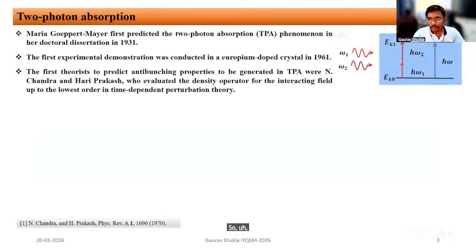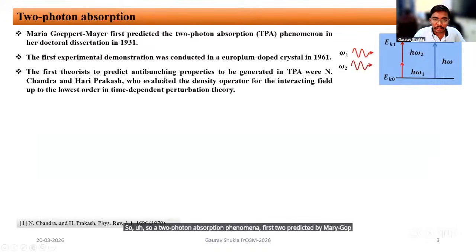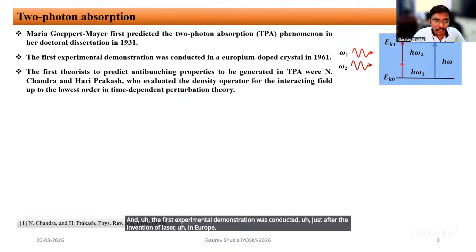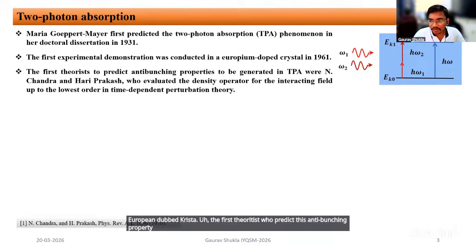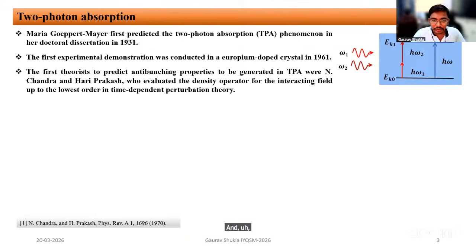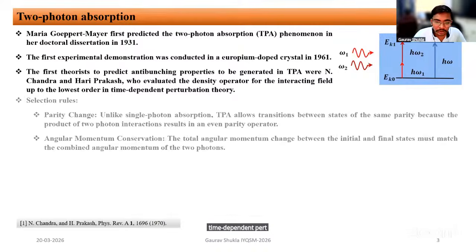The two-photon absorption phenomenon was first predicted by Maria Goeppert Mayer in her doctoral thesis in 1931, and the first experimental demonstration was conducted just after the invention of the laser in europium-doped crystal. The first theorists who predicted this anti-bunching property in the TPA phenomenon were Naresh Chandra and Hari Prakash, and they evaluated the density operator for the interacting field up to the lowest order in time-dependent perturbation theory.